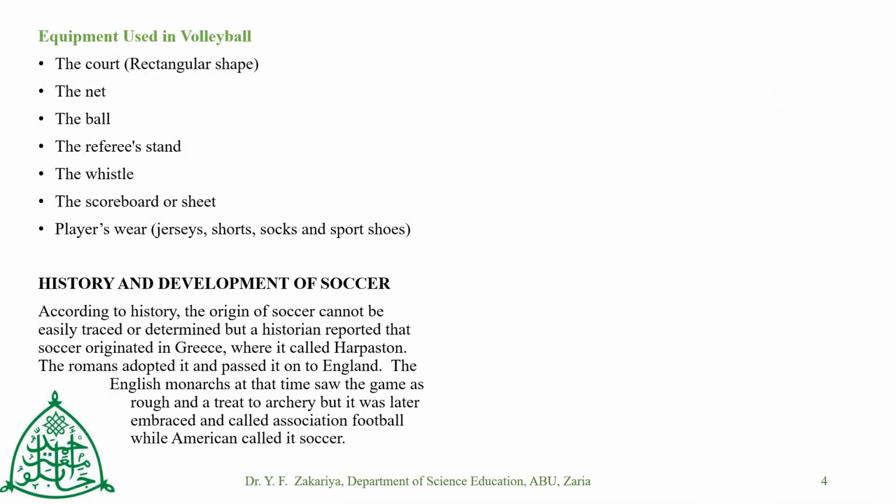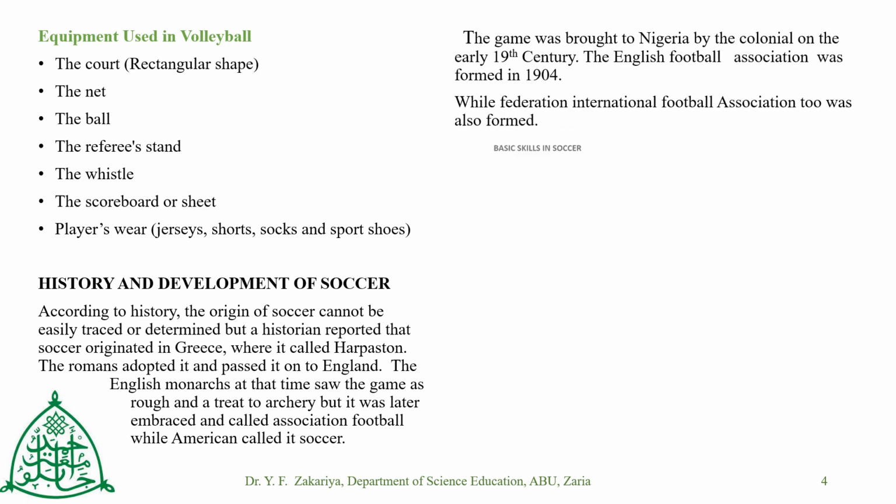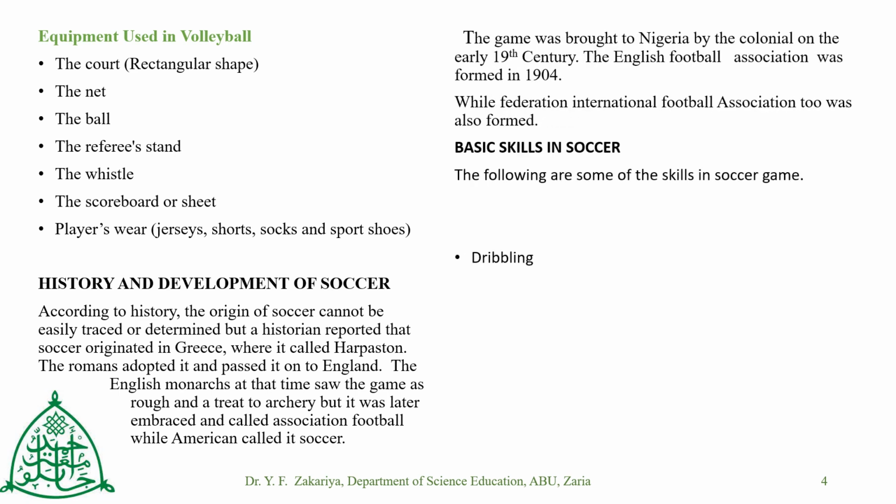Equipment used in volleyball. We have the court, which is rectangular in shape, the net, the ball, the referee stand, the whistle, the scoreboard or sheet. The players wear the jerseys, the shorts, socks, and sports shoes.